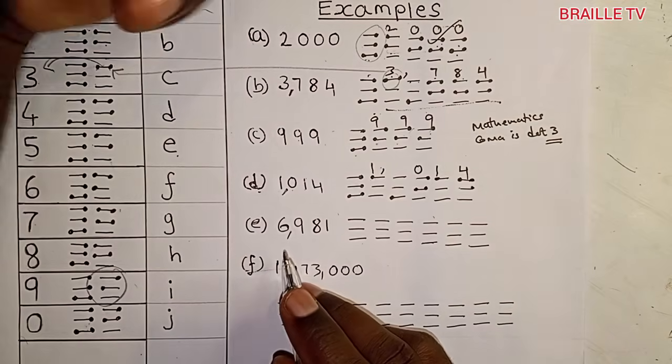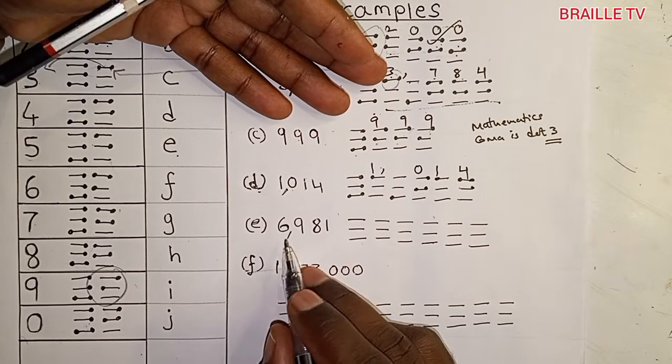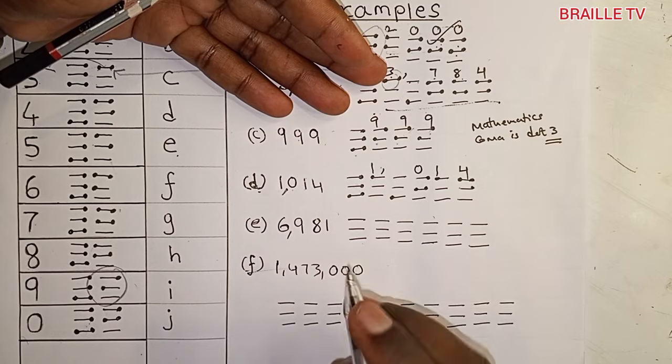But let us come to example E. Example E is 6,981.